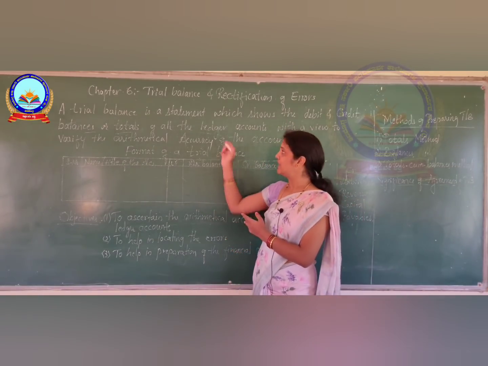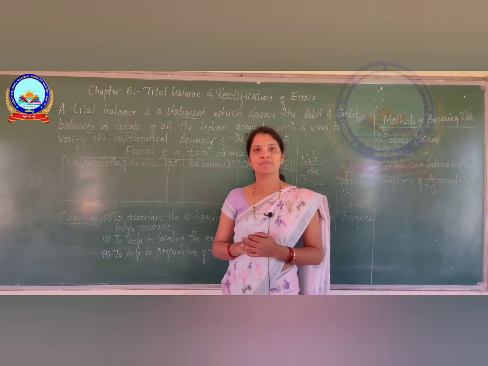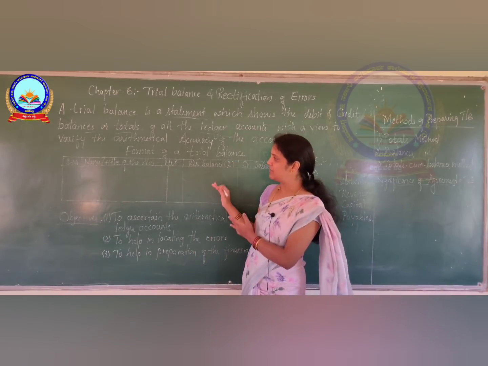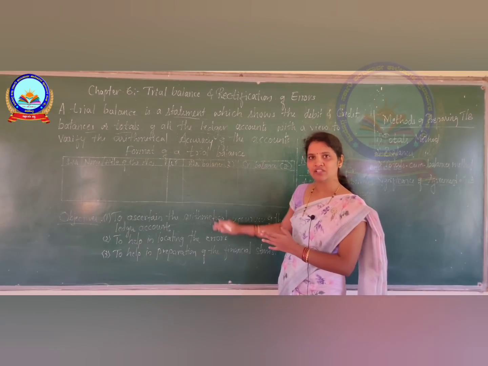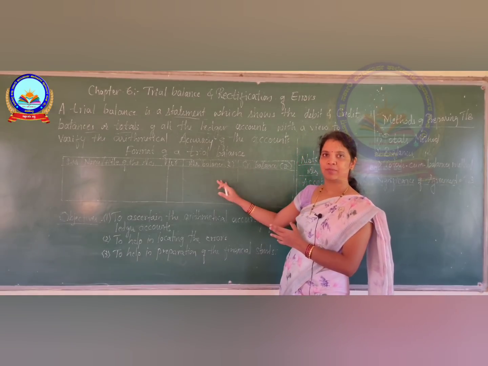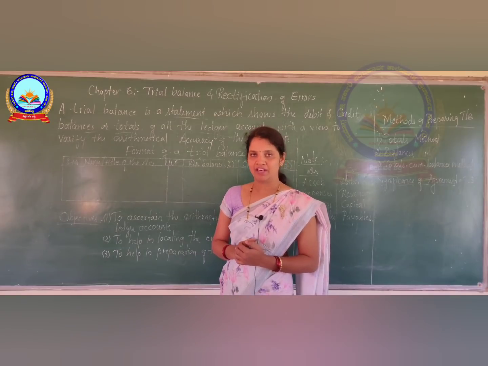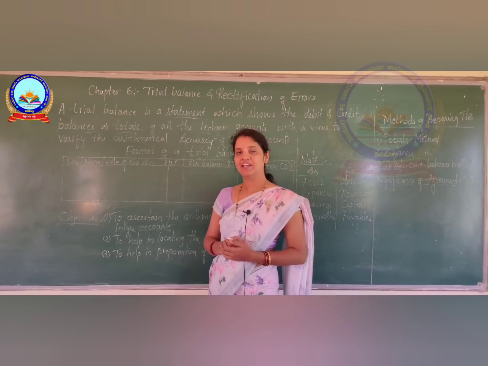It is a statement, as I told you. It is a statement. It is not an account. Account means it has two parts, debit side and credit side. But it is a statement. See, only this much we have, not two sides. That is why it is called a statement. In one statement we have two columns, one for debit balance and one for credit balance. How to prepare a trial balance? First you have to list all the accounts from the ledger book.